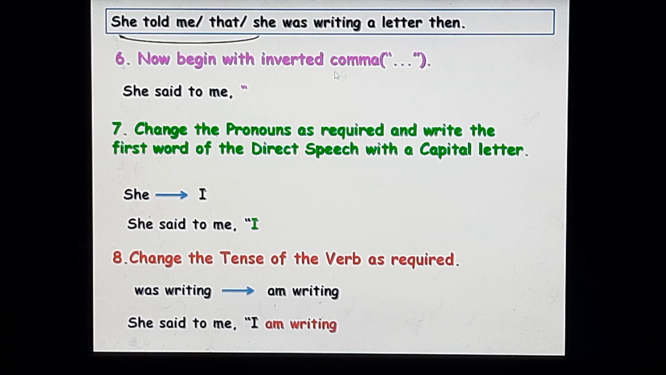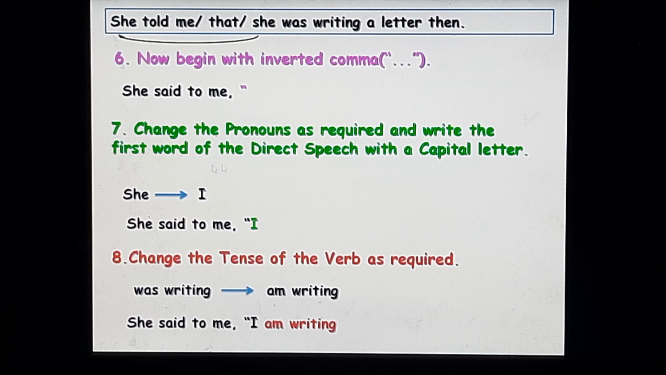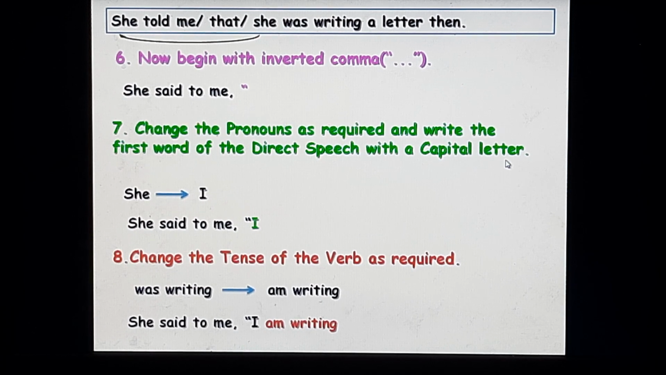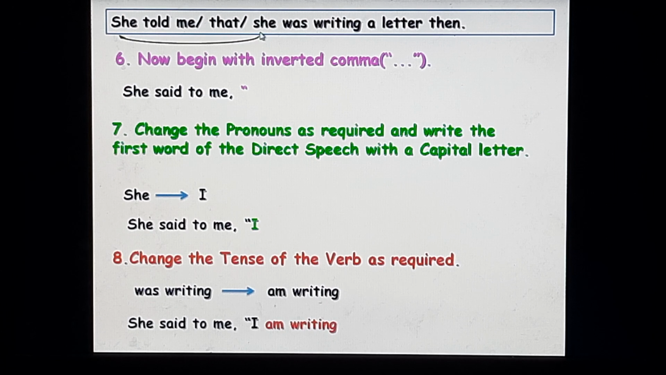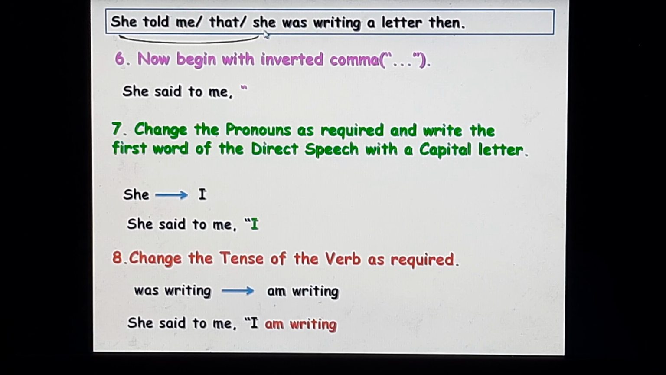Now begin with inverted commas. After that, you start with the open inverted commas. Then change the pronoun as required and write the first word of the direct speech with a capital letter. Now here in this example, after your connector, the first word is a pronoun. So now you have to find out the correct form of the pronoun that you have to use in the direct speech. So this she pronoun refers to this she in the first part, in the reporting part.